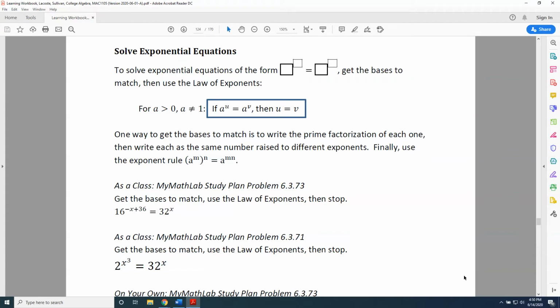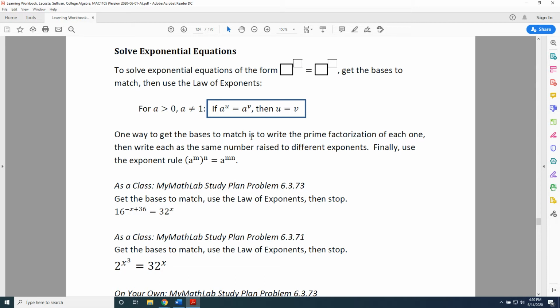The topic of this video is solving exponential equations. To solve exponential equations of the form base raised to exponent equals base raised to exponent, get the bases to match, then use the law of exponents. For a greater than 0 and a not equal to 1, we have the following statement. If a to the u power equals a to the v power, then u equals v.